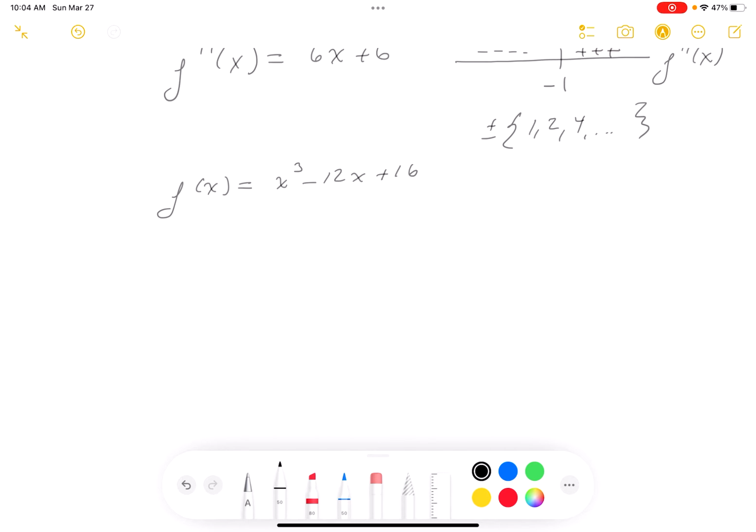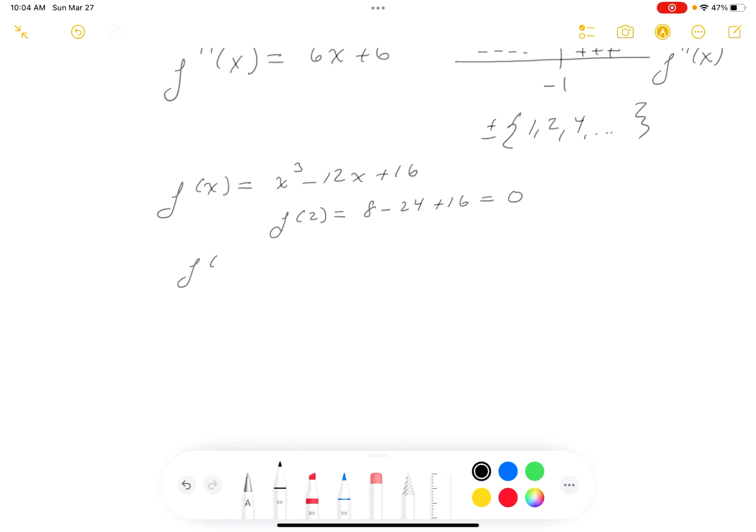Let me put this down, 2. So what's f of 2? Looks like a good candidate for a possible root. It's in the list. That would be 8 minus 24 plus 16. And what do you get there? 0.